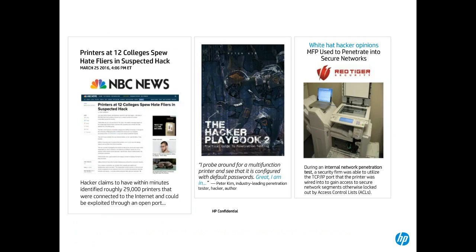So if we look at some of the most recent ones that happened, just 2 months ago, everybody probably saw it in the news, we saw an incident where the Black Hat community decided to attack printers to just demonstrate how open they are. And in this case, they were able to discover 29,000 printers on the network that were open, and they simply went in and were using standard administrative passwords that were defaults, and they were able to get into these printers, and they were sending hate flyers out to printing devices at 12 universities throughout the United States and into Australia.